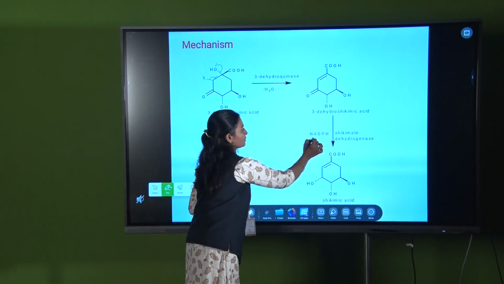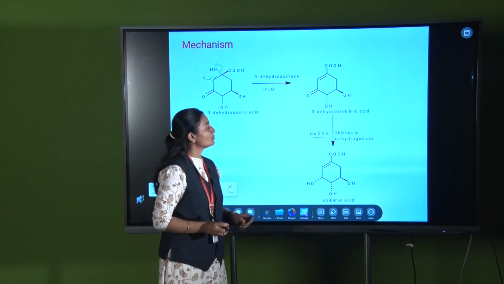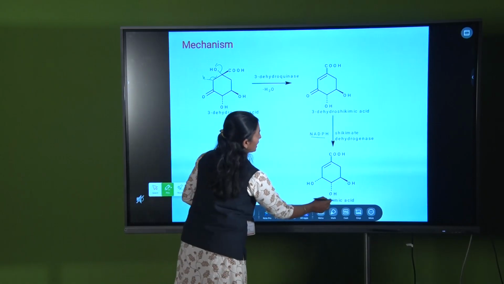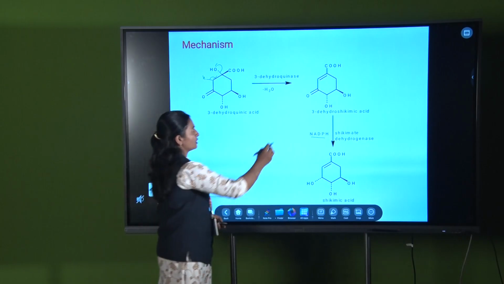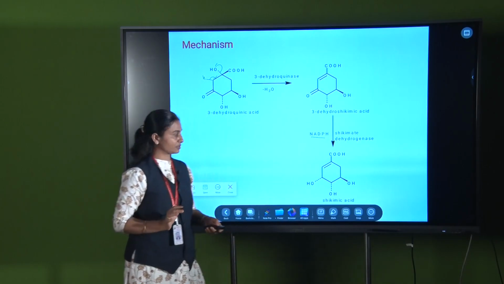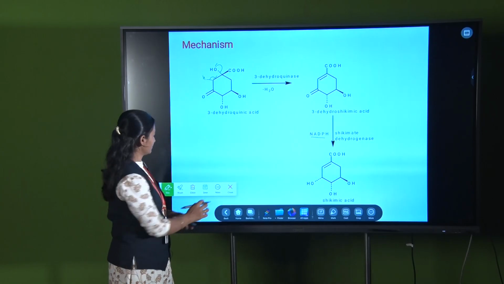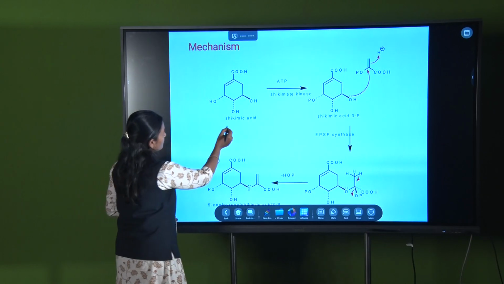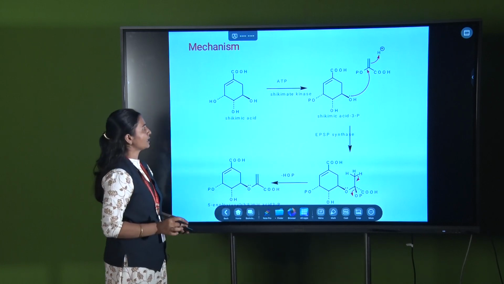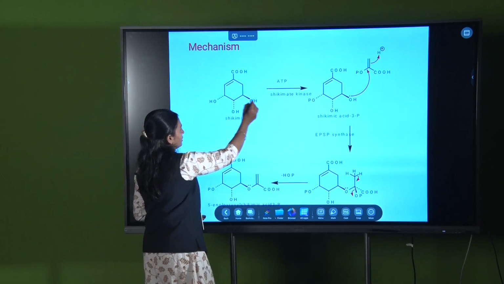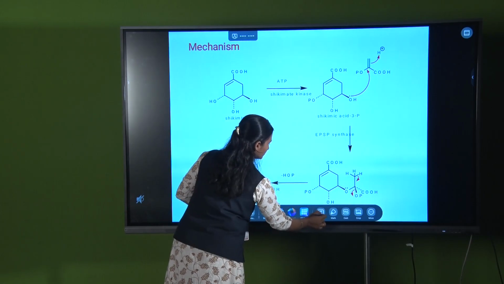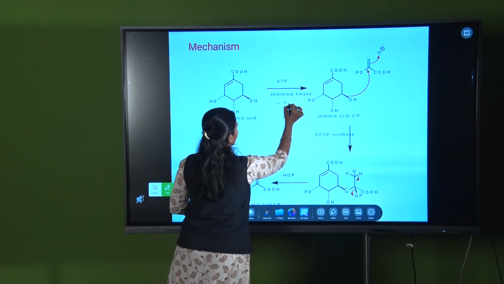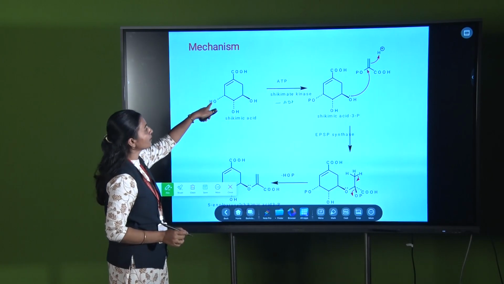In presence of NADPH, we know that NAD plus is the oxidizing agent and this is the reducing agent. In presence of shikimate dehydrogenase enzyme, it forms shikimic acid. What it does is reduce this double bond into CHOH, and this is shikimic acid. Once shikimic acid is formed, in presence of ATP and shikimate kinase, it forms the phosphate, minus ADP. One of the phosphate groups will be attached here.